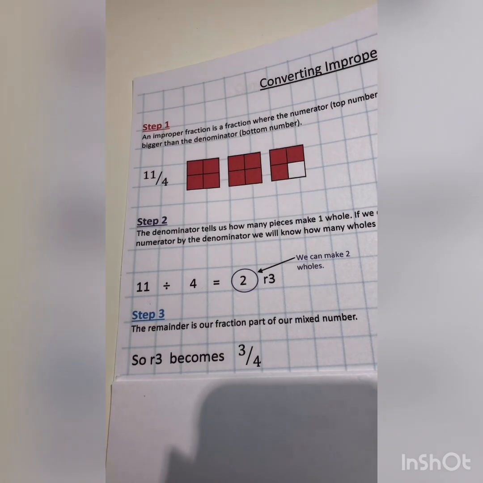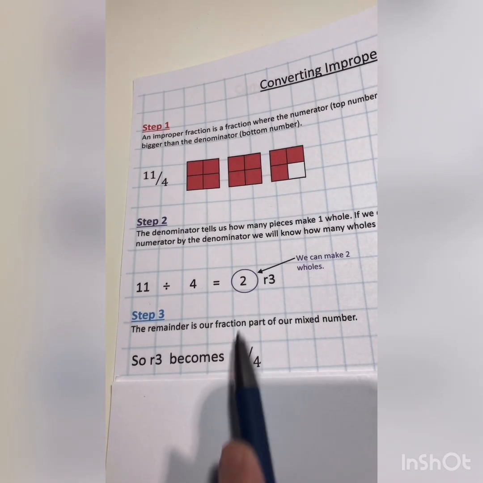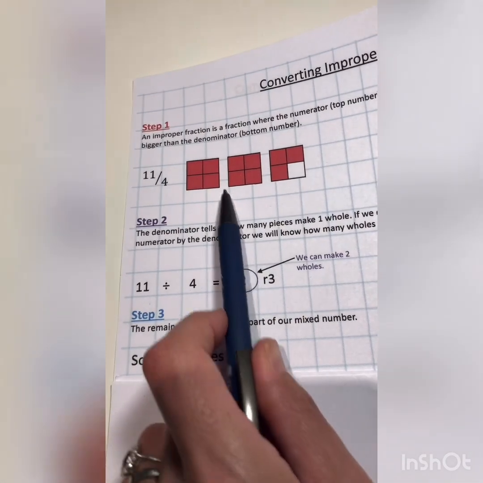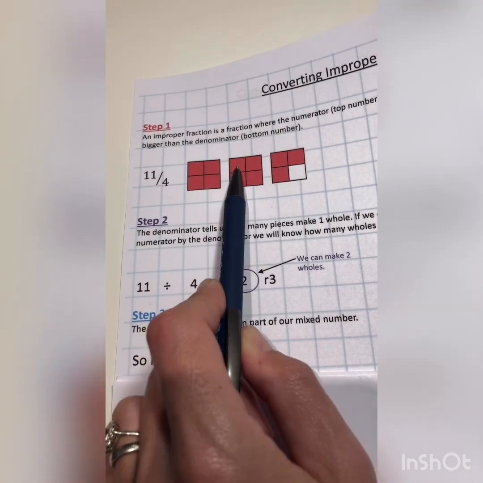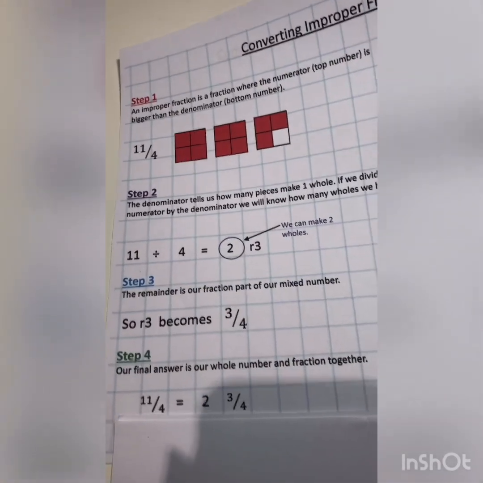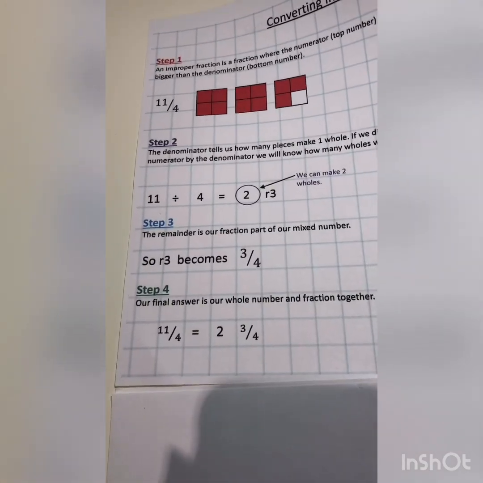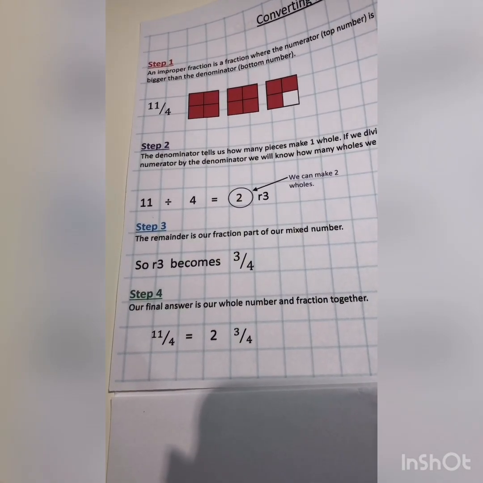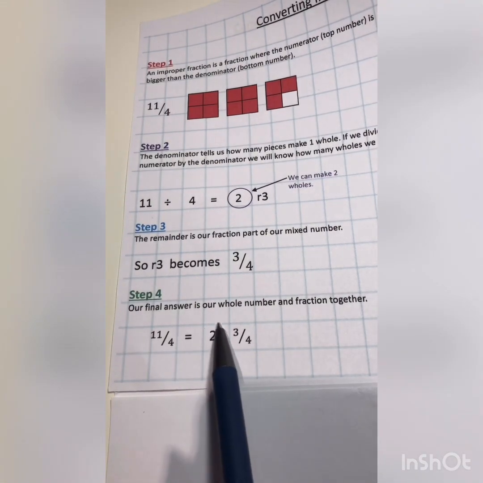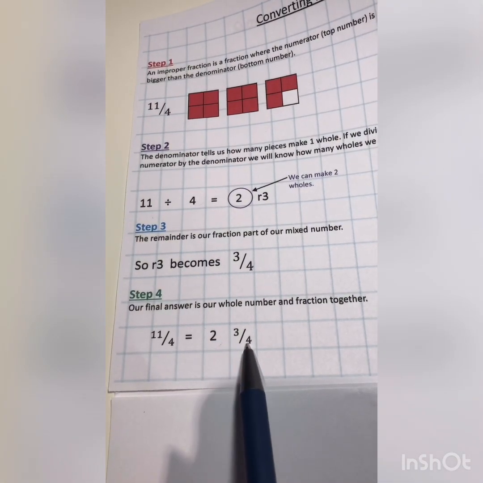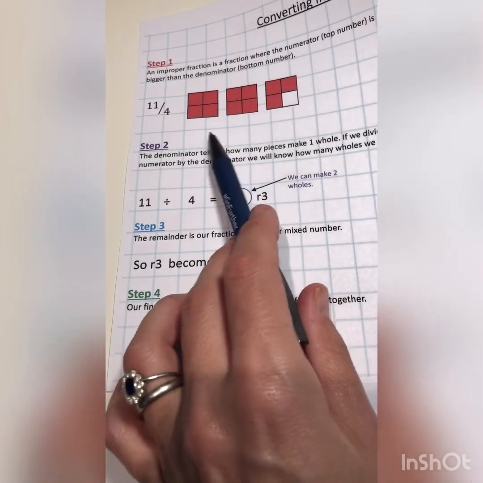Let's have a look at step 3. The remainder is the fraction part of our mixed number. So the remainder 3 just means 3 quarters because that's how many quarter pieces were left over. And this helps you explain. There's the 2 wholes, 1, 2, and then the 3 quarter pieces that are left over. So step 4, the final answer is our whole number and fraction together. So 11 quarters is just the same as 2 wholes and 3 quarters, just like in the diagram you can see at the top.